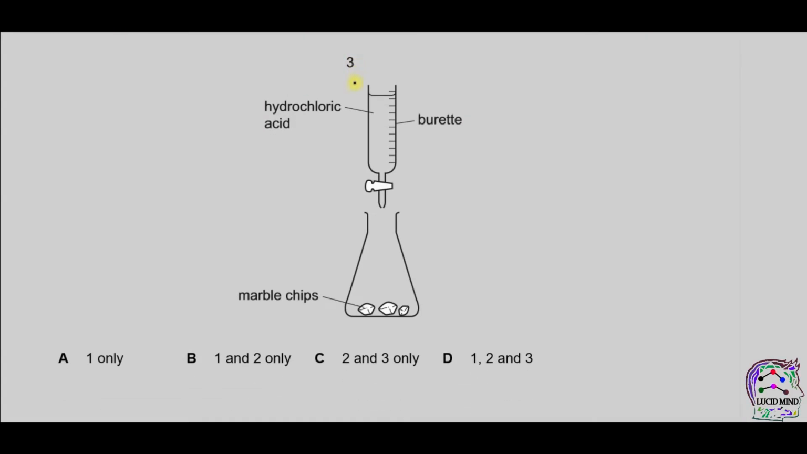This is the third experiment. In this experiment we have hydrochloric acid present in the burette which will be poured dropwise, and we have marble chips present. The balance is not given, so we cannot measure the change in mass. Also the gas which is formed will escape as this is open. So we can neither measure the change in mass nor measure the change in volume of carbon dioxide, so therefore third experiment is incorrect for measuring rate of reaction. As experiment 1 and 2 only are correct, so therefore answer is B.